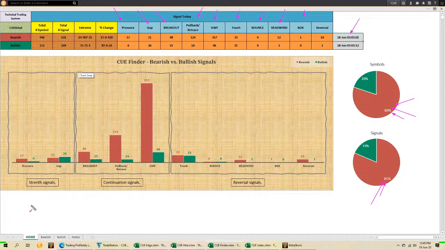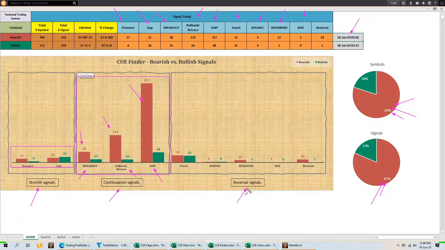If you look at the three categories, strength signals, they were mixed. Trend continuation signals, they were predominantly bearish. The red bars were much bigger than the green bars. The red color in all Q systems represents bearishness. The continuation signals, that is the breakout, pullback, retrace, and go with flow, GWF, that is the trend following trade setup in Q systems. All of them were more bearish than bullish yesterday.